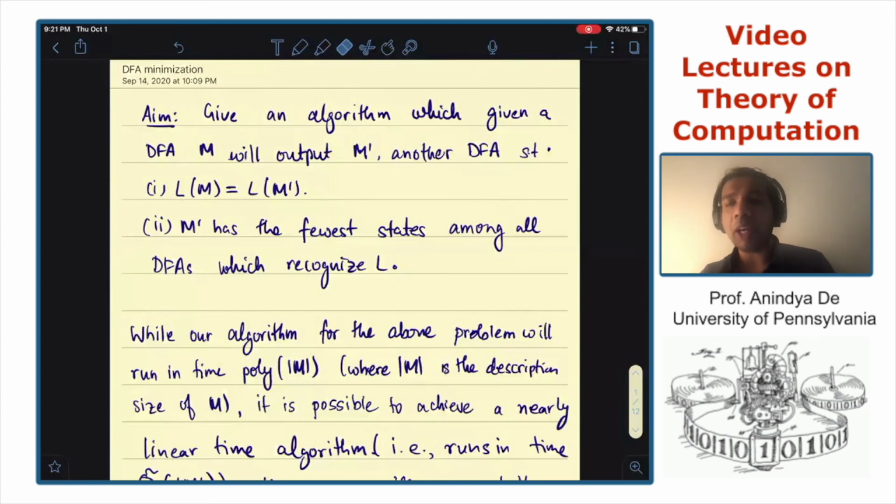Now, while the proof of the Myhill-Nerode theorem does give us this characterization, it doesn't tell us how to compute the smallest DFA. If I'm given a regular language, how can I compute the best DFA, the smallest DFA for the language?